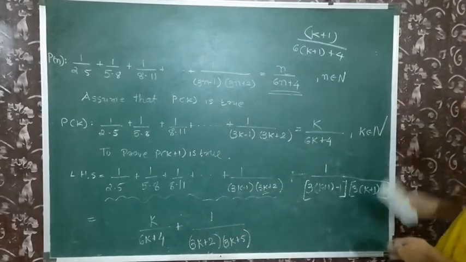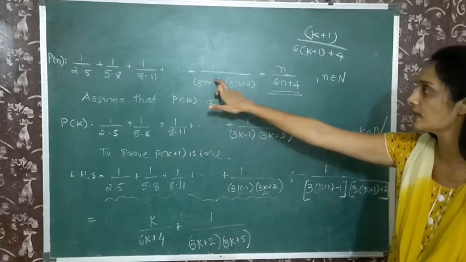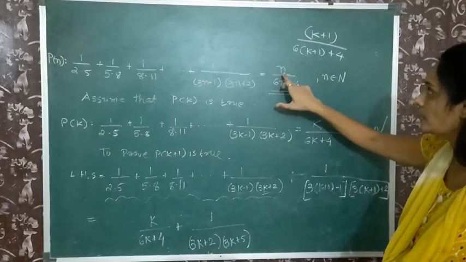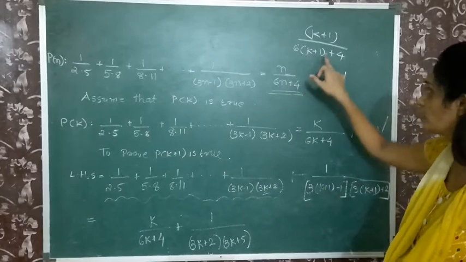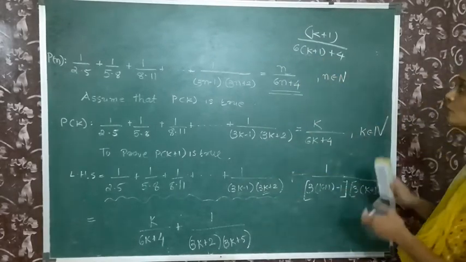Left hand side is equal to right hand side when, in the given statement's right hand side, n is replaced by k plus 1. That means if on simplifying these steps we get this, then we can say P of k plus 1 is true.